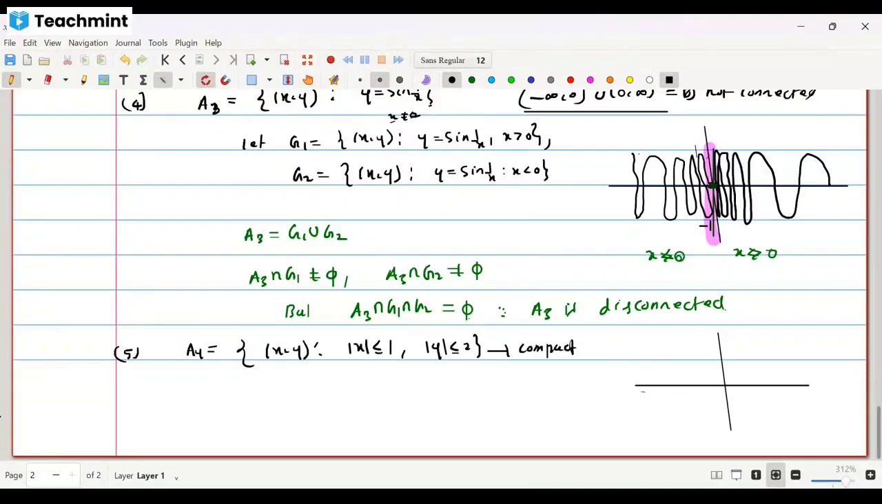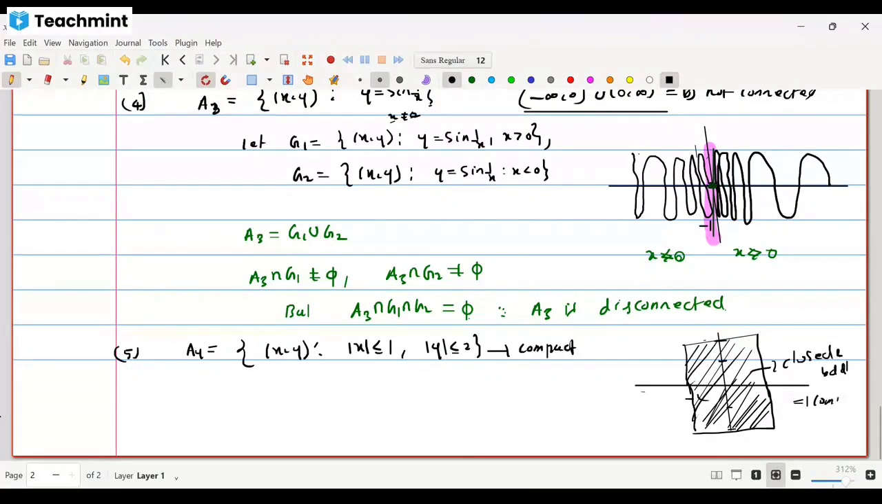Mod x is less than or equal to 1 means x lies between -1 to +1, and y lies between +2 to -2. So it lies between these, including boundaries also. So this one is closed and bounded and a subset of R square, right? Therefore, a closed and bounded subset of a Euclidean space is always compact. So it is compact.